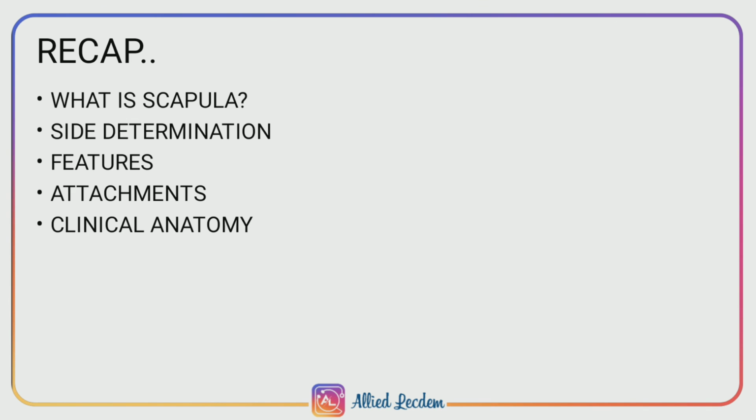In attachments, there are more than 17 muscles which have origin and insertion on the scapular bone, and the clinical anatomies like fractures and winging of the scapula are noted.